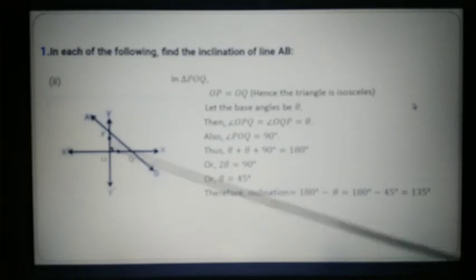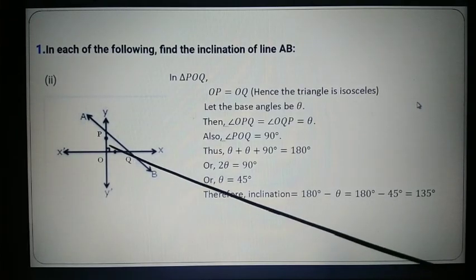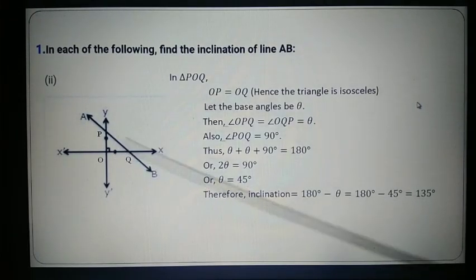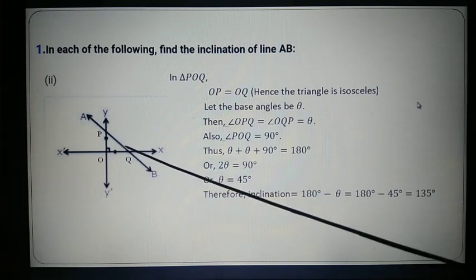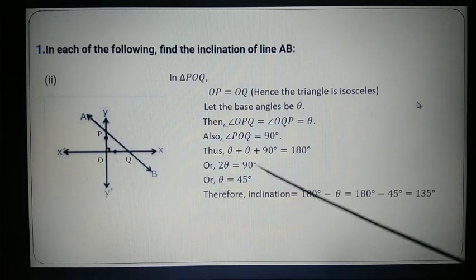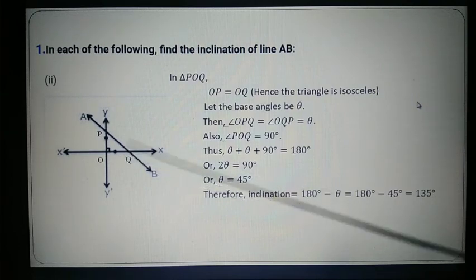So again, this is going to be an isosceles triangle. Okay, because they are equal, so that's why this is going to be 45. So the rule is same, and that's why the inclination, as I said, is going to be 180 degrees minus theta. That is 180 minus 45, which is 135 degrees. So pause the video to note down.